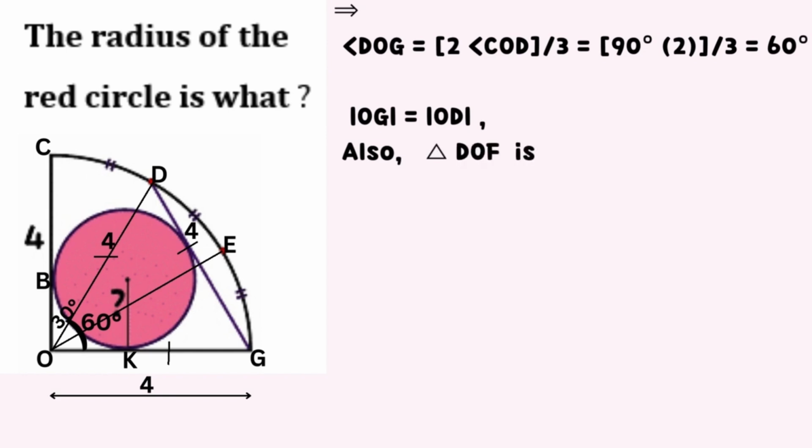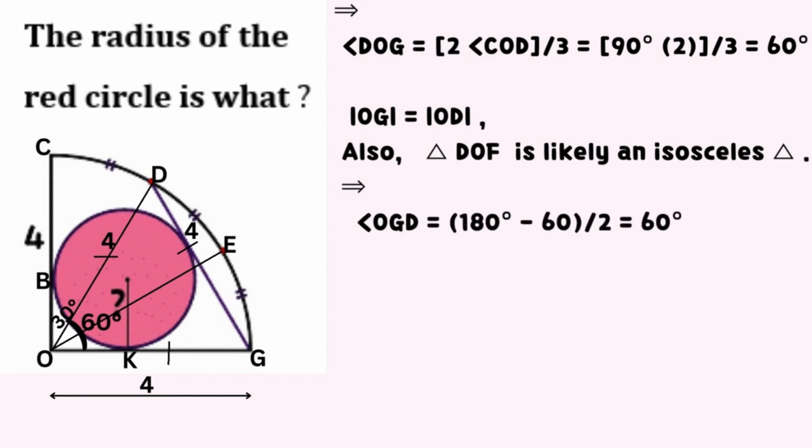Angle DOG equals 2 times 1/4 of angle COD, which equals 1/4 of 90 degrees times 2, which equals 60 degrees. Line OG equals line OD. Also, triangle DOG is an isosceles triangle. It follows that angle OGD equals half of 180 degrees minus 60, which equals 60 degrees. Hence, triangle DOG is an equilateral triangle.